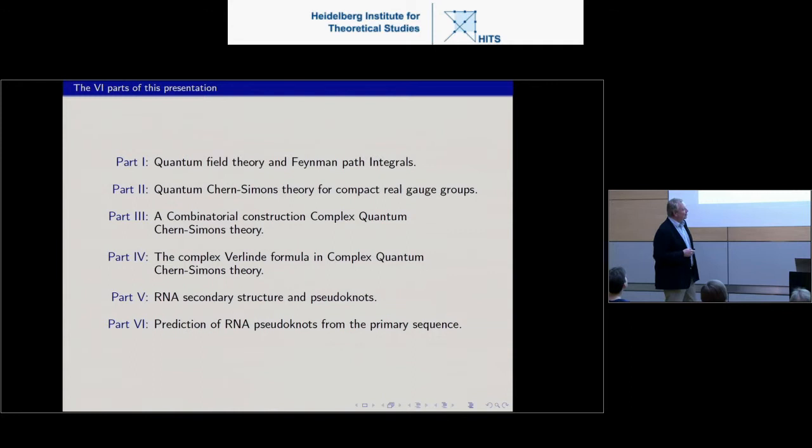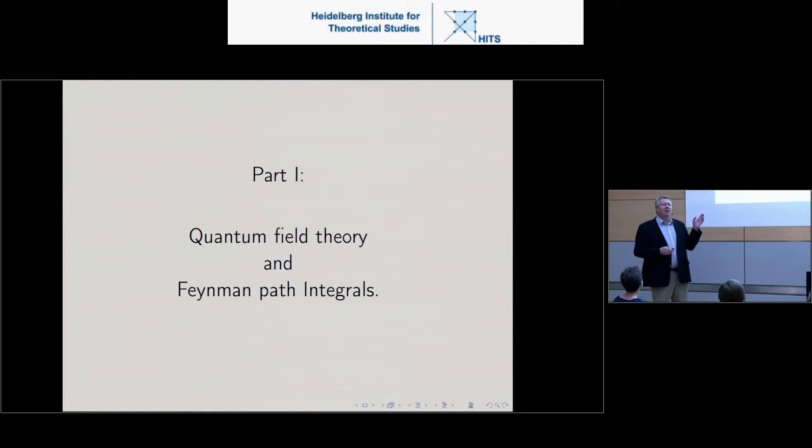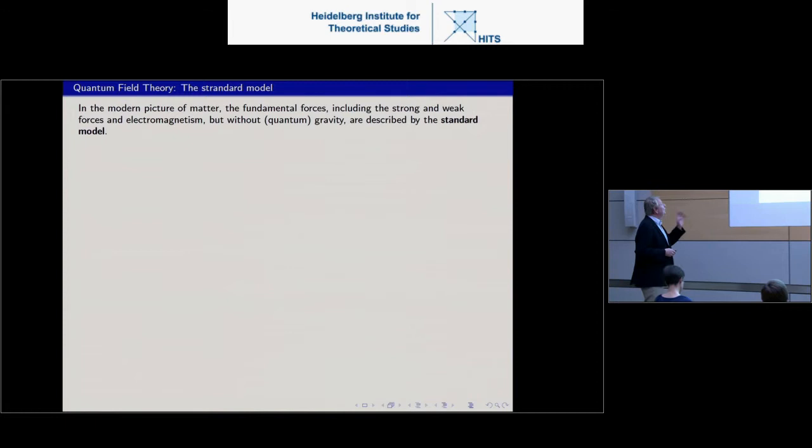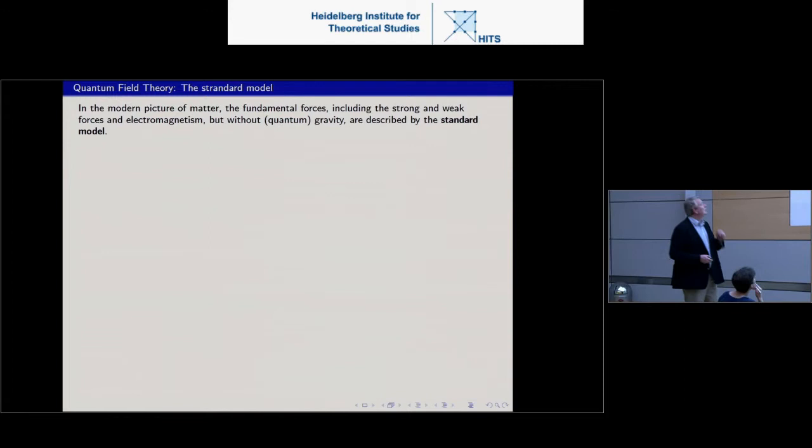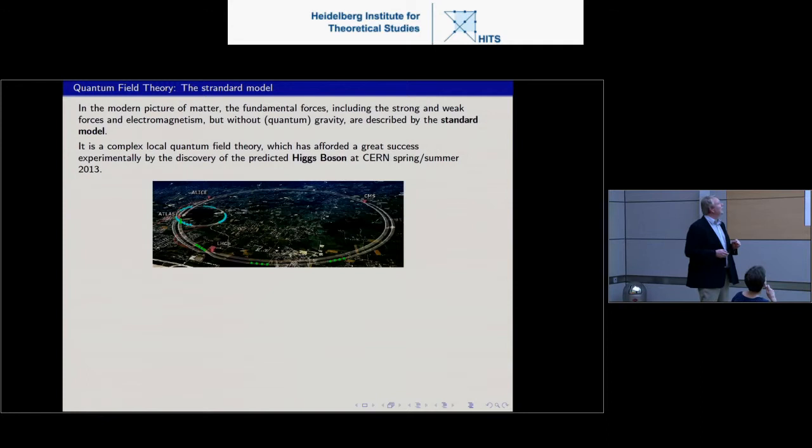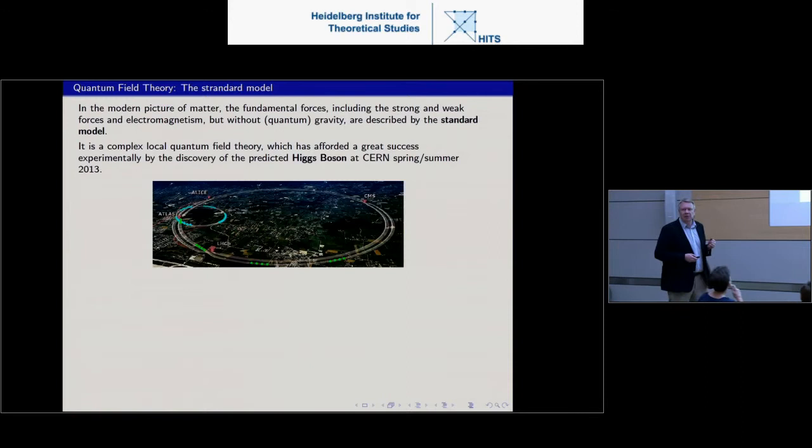But let's get started. The first one is just a very gentle introduction to what is quantum field theory and Feynman path integrals, and it will be on a very overall level. What I can tell you is that we do have the standard model, which is the current best model, which describes all the fundamental forces, including strong and weak forces, and electromagnetism. However, it does not cover gravity, of course. And this theory, as you well know, has had this fantastic success that it predicted the Higgs boson long before it was discovered, and then at CERN they really discovered this Higgs boson.